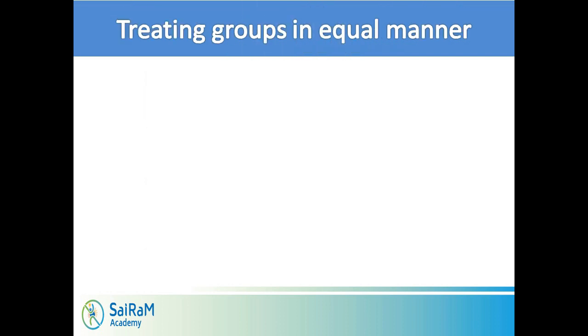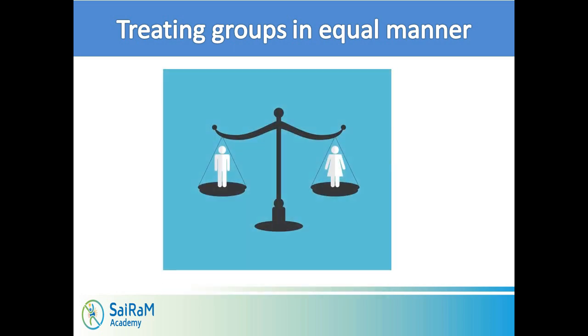Now I have two groups. I have done randomization, concealed method, double blinded approach, and I am also going to account for the dropouts. But how am I going to treat my two groups? Group A and group B are there, and group B is my favorite group. If I compare my group with a no intervention group, then I am not treating the groups equally, and that is biased. If I give one intervention for group A and two interventions for group B, then I am biased.